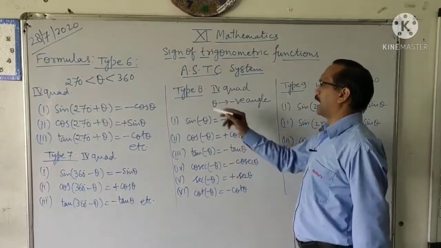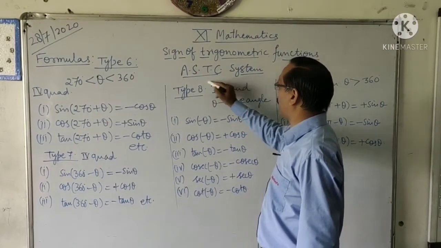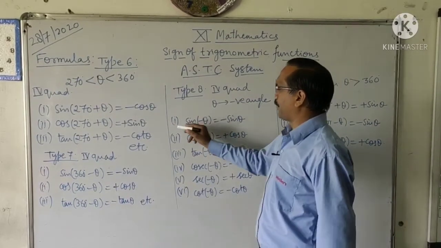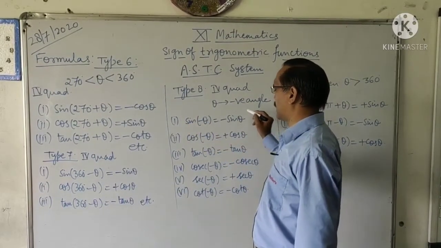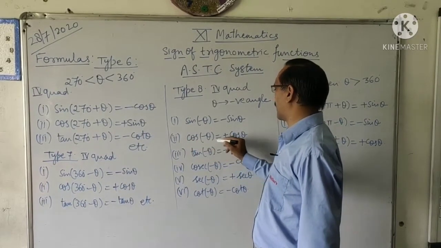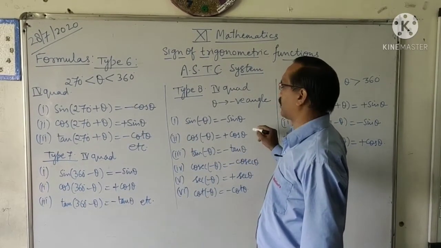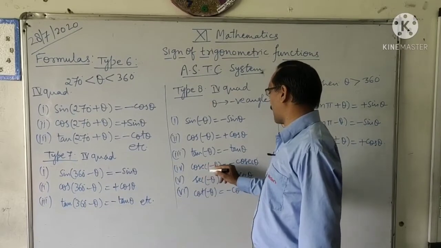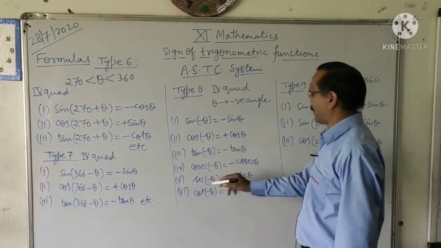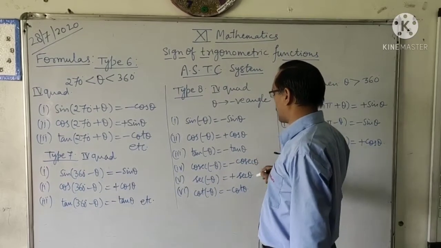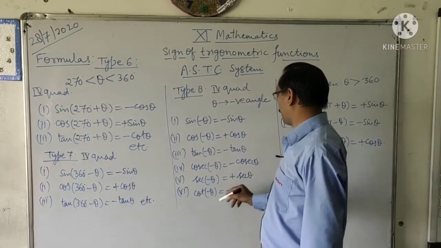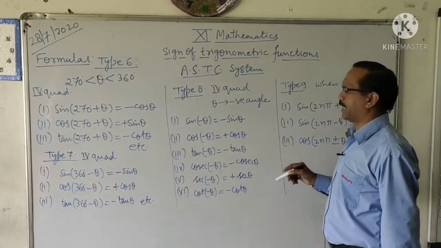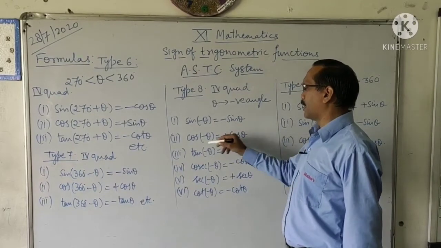Students, next is type 8. It is also the fourth quadrant and here the angle is considered a negative angle. So formula number 1, sin(minus theta) is minus sin theta. Second formula, cos(minus theta) equal to plus cos theta. In the fourth quadrant, cos is positive. Tan(minus theta) equal to minus tan theta. Cosec(minus theta) equal to minus cosec theta. Sec(minus theta) equal to plus sec theta because the reciprocal of cos is positive. Then cot(minus theta) equal to minus cot theta. We can also say that cosine absorbs the minus sign.